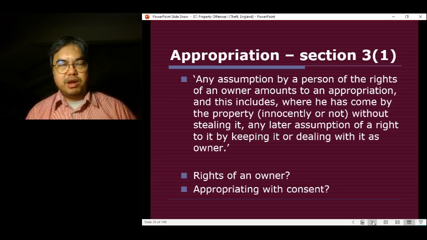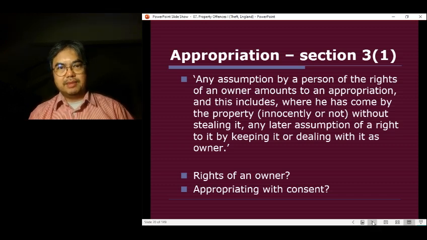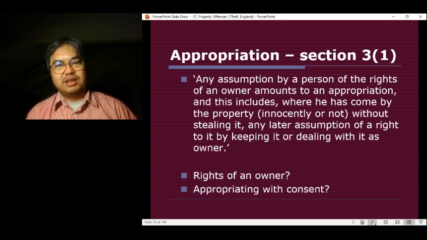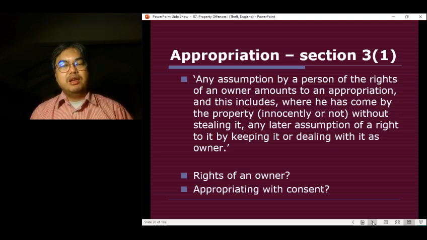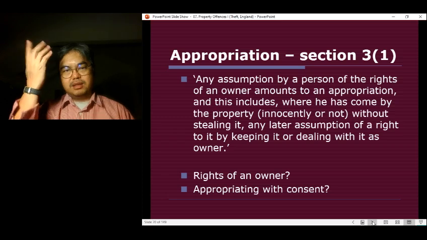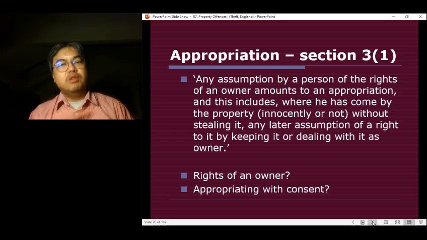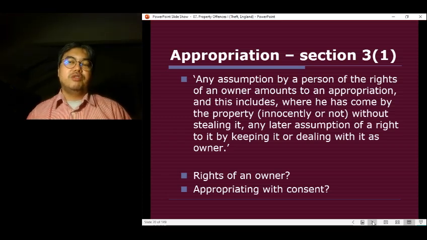Please be very careful on this. Please listen carefully now, because a lot of students have made a mistake on this. The word that is used here is assumption. And unfortunately, this has caused a lot of law students to mistakenly understand what appropriation means, because they say that, oh, if I assume that I have the rights of the owner. No, it's assumption of the rights of the owner.